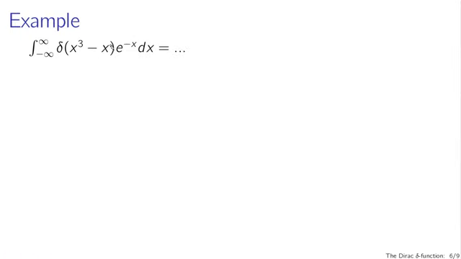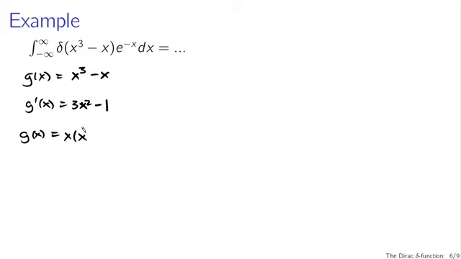So let's do another example. Delta function of x cubed minus x times e to the minus x. The g of x we're working with here is x cubed minus x. So I can take the derivative, g prime of x, that's going to be 3x squared minus 1. I can also rewrite g of x as x times x squared minus 1, which I can continue to factor, x plus 1, x minus 1. Factoring this is the difference of two squares.